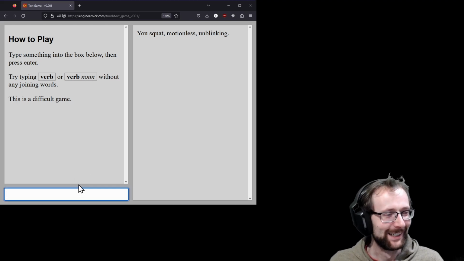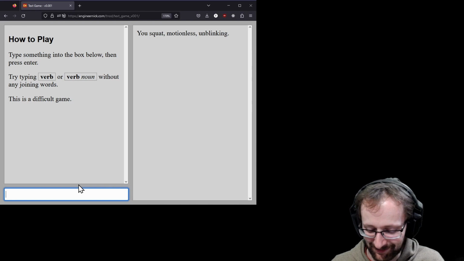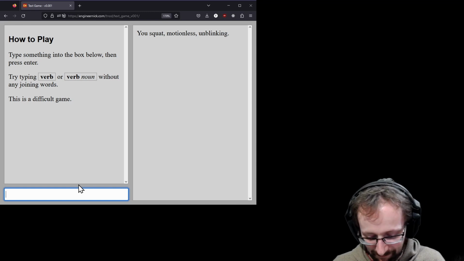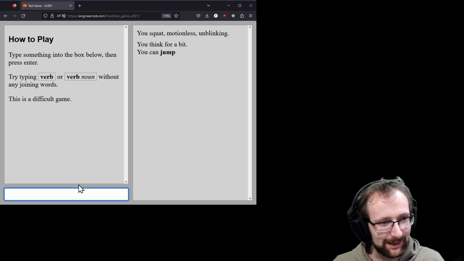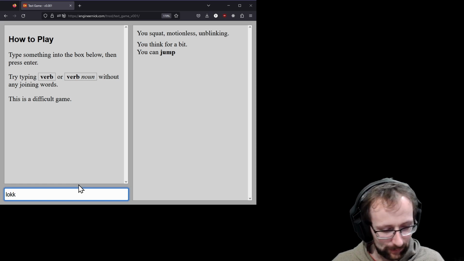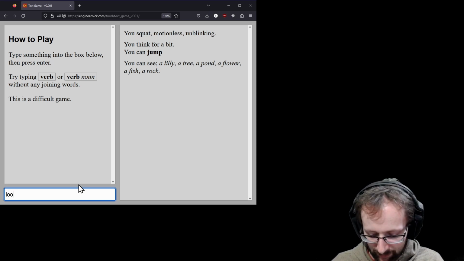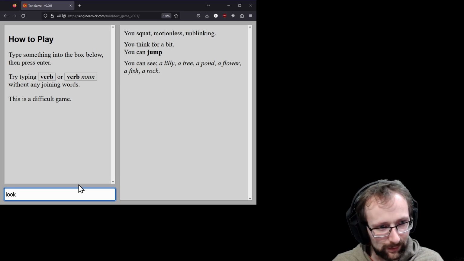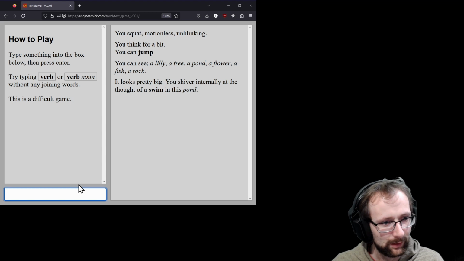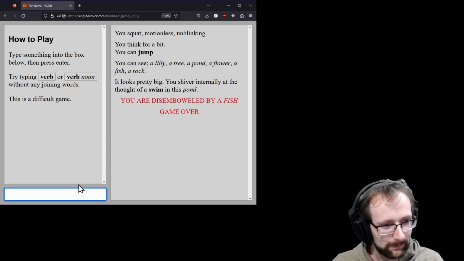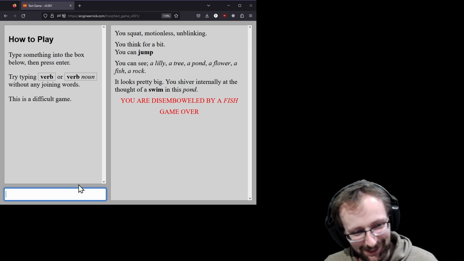Okay. Here's a little discovery. Apparently once upon a time I tried to make a text game. Let's do question mark. You think for a bit, you can jump. And maybe let's look around. You see a lily, a tree, a pond, a flower, a rock. Look. Fish. It looks pretty big. You shiver internally at the thought of a swim in the pond. Okay. Swim. You are disemboweled by a fish. Game over.